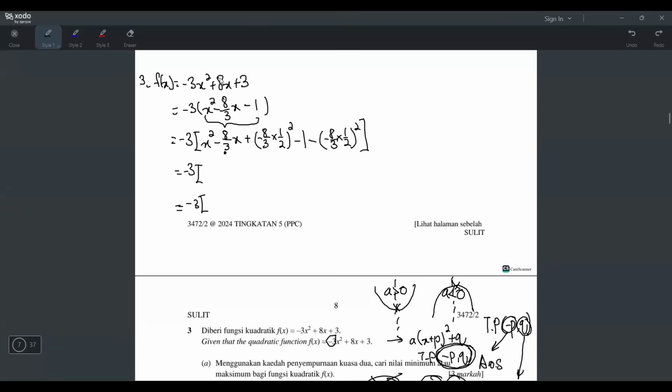When you look at the b over 2, you cannot take 8 over 2. No, no. The b has to always refer to the one beside. Okay? Because you have to make sure the a is positive 1, baru you boleh ambil dia punya b. Okay? Alright, sampai sini, you will ignore this.